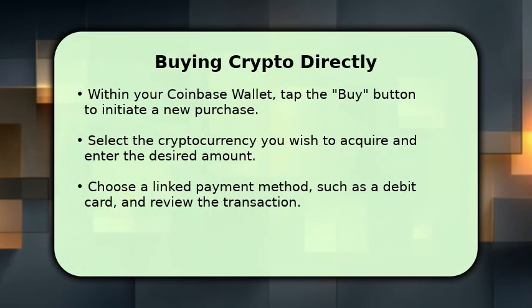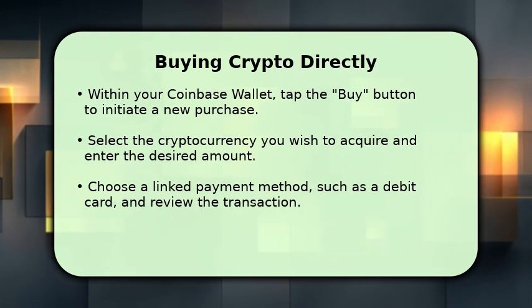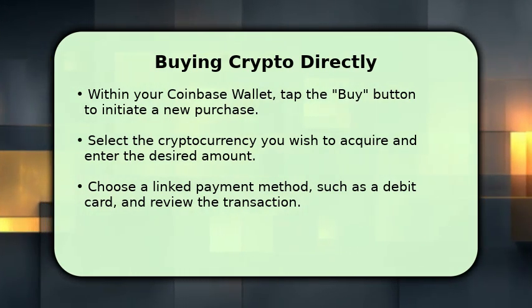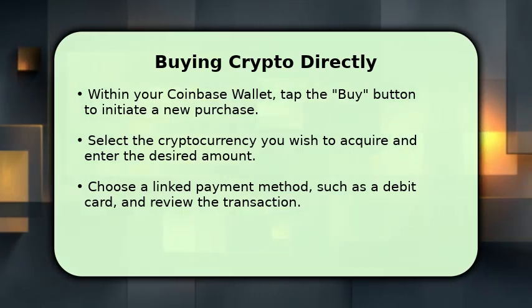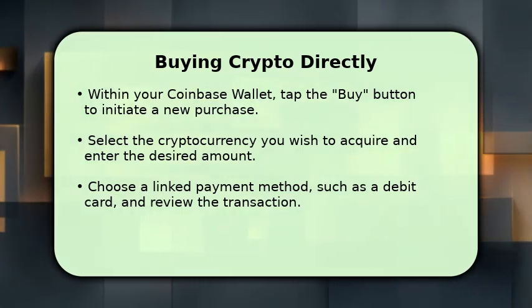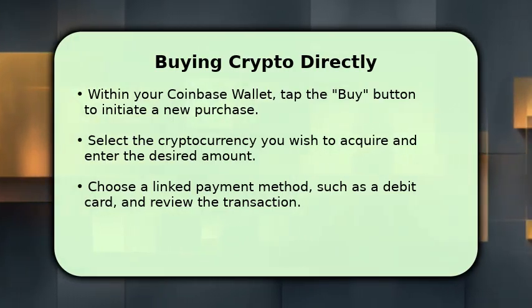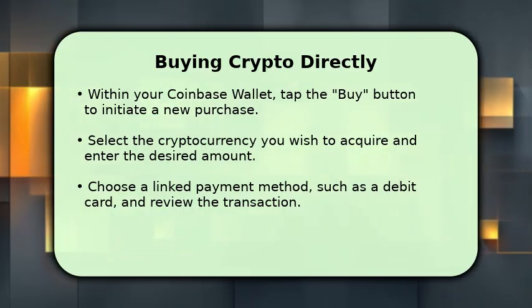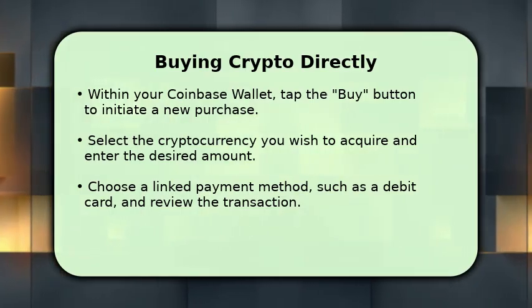You can also buy cryptocurrency directly within your Coinbase wallet. Simply tap the Buy button, then select the digital asset you want to purchase, like Ethereum or Bitcoin. Enter the amount you wish to spend, for example, $50. Choose your preferred payment method, such as a linked debit card, and carefully review the transaction details, including any associated fees, before finalizing your purchase.